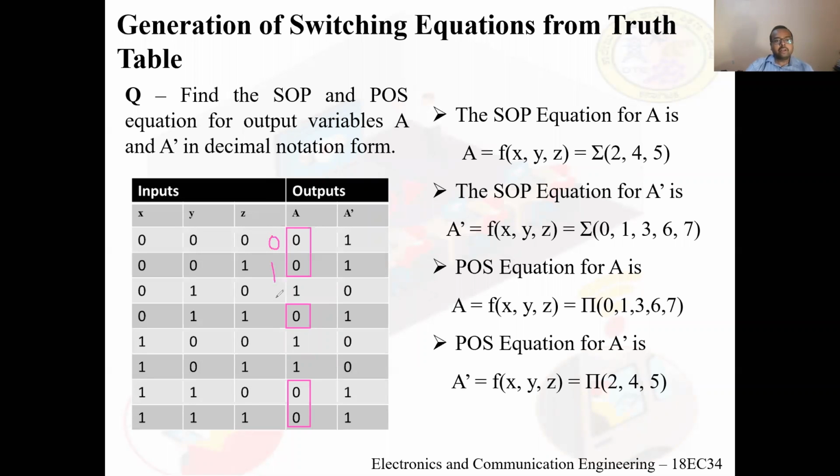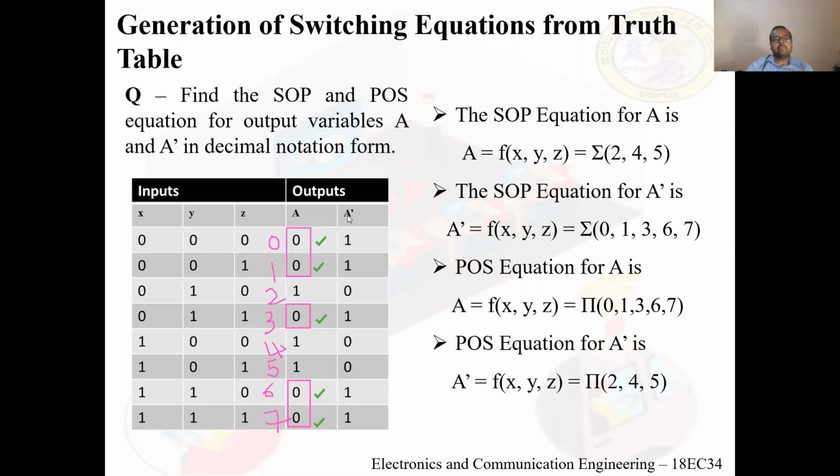0, 1, 2, 3, 4, 5, 6, and 7. Since you're writing the POS decimal notation for the POS, you put the pi symbol. Now what we have is 0, 1, 3, 6, and 7. That's what we have written here. A is equal to a function of x, y, z is equal to pi, since it is POS, you write it as pi, 0, 1, 3, 6, and 7.